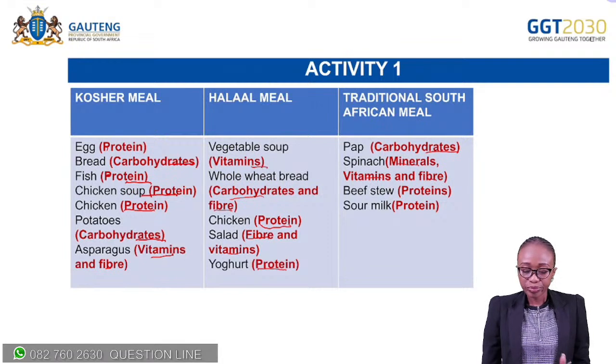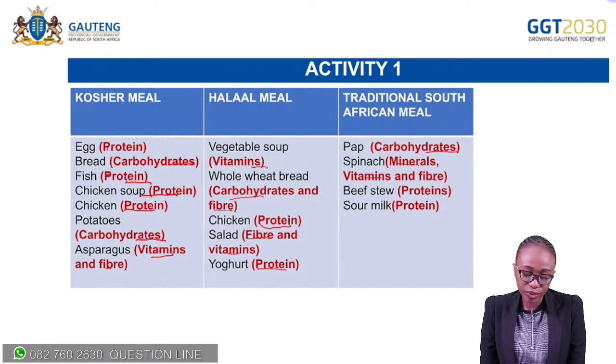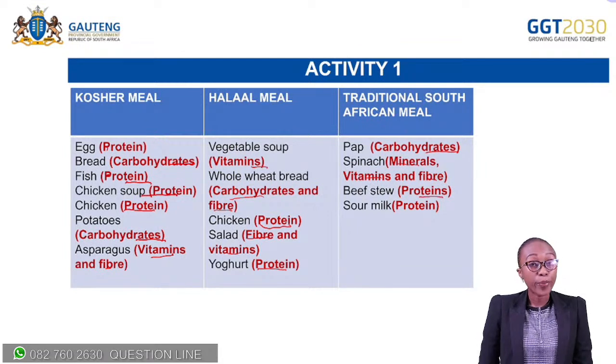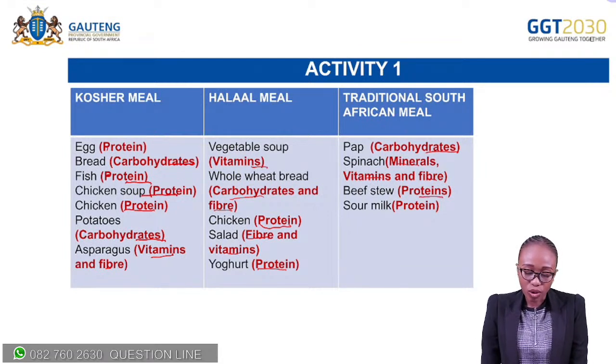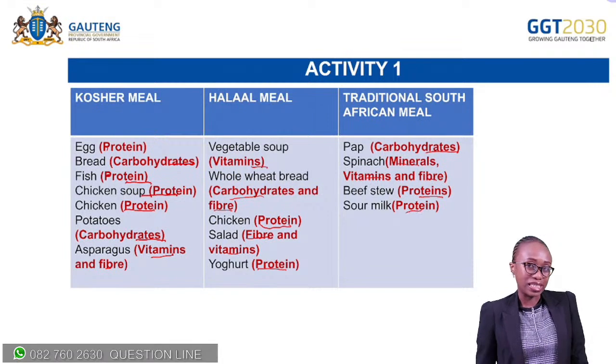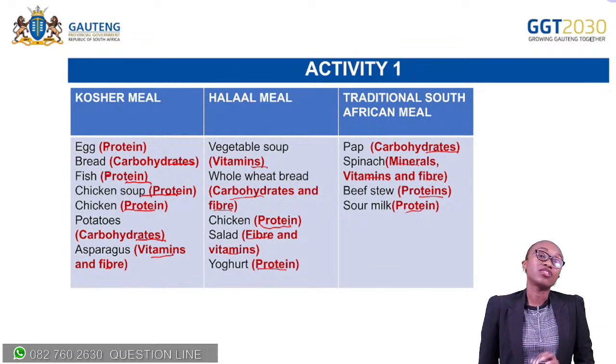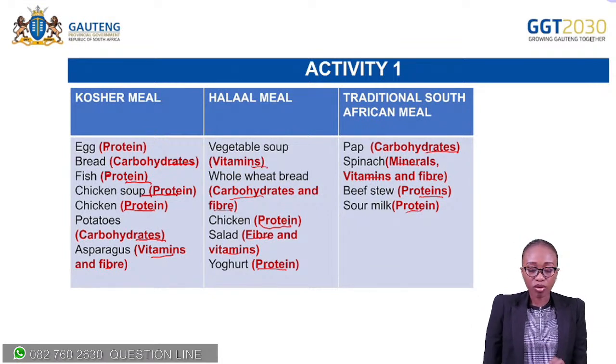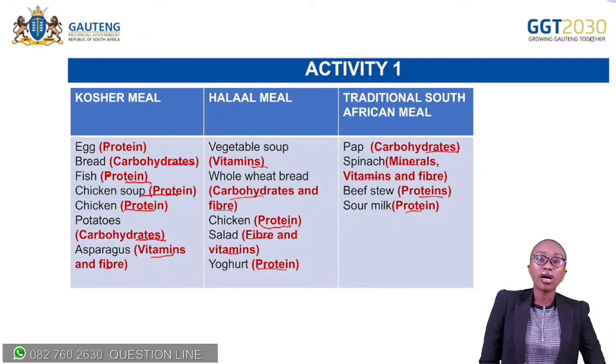And then we also had beef stew. Which nutrient do we find in beef stew? We find proteins. And then we also had sour milk, amas. Which nutrient do we find in sour milk? We find protein. So these are the different nutrients that we found in the different constituents of the meals, the kosher meal, the halal meal, and the traditional South African meal.